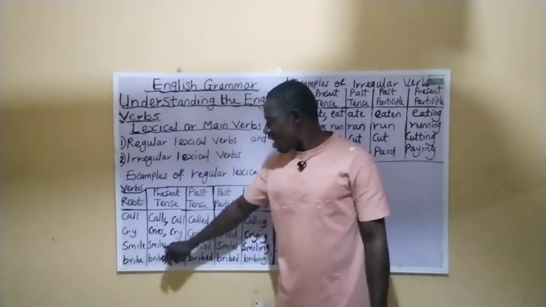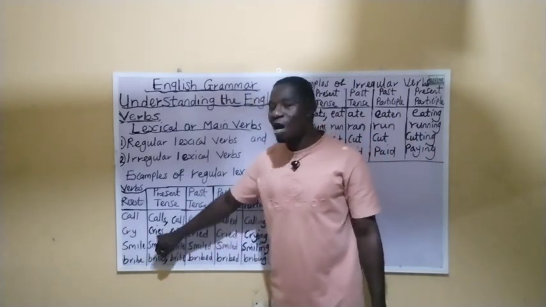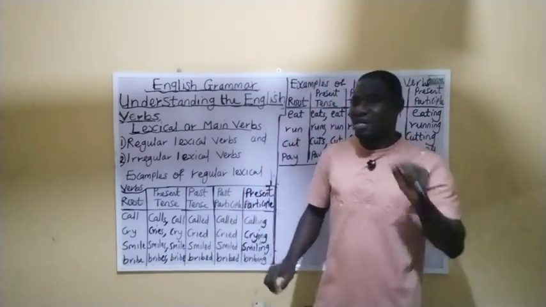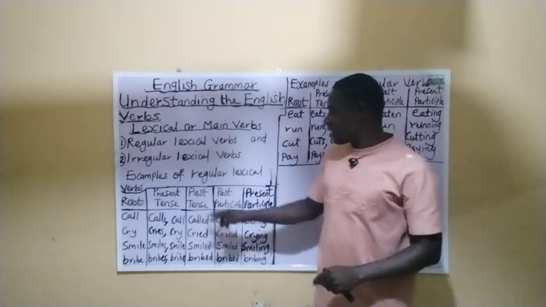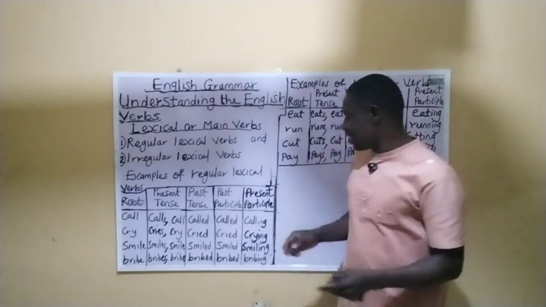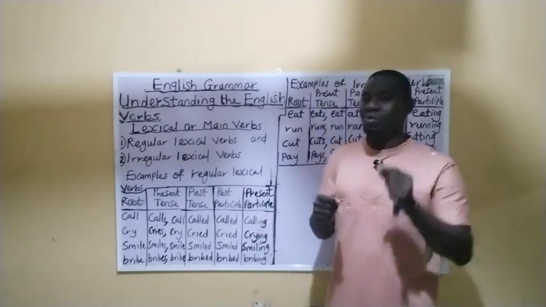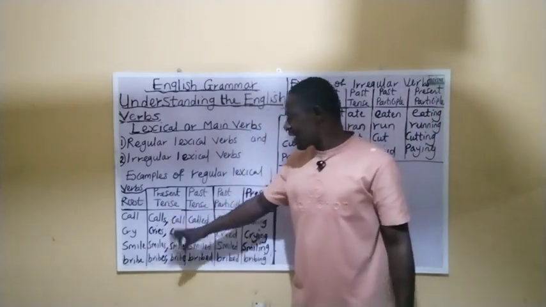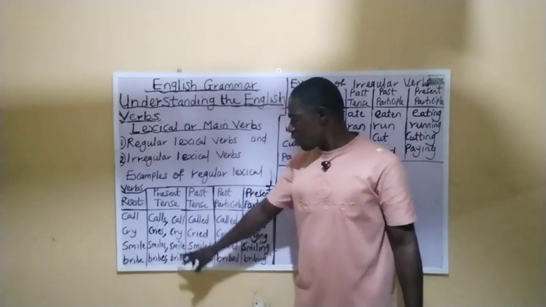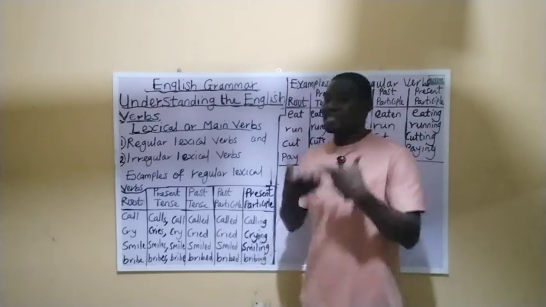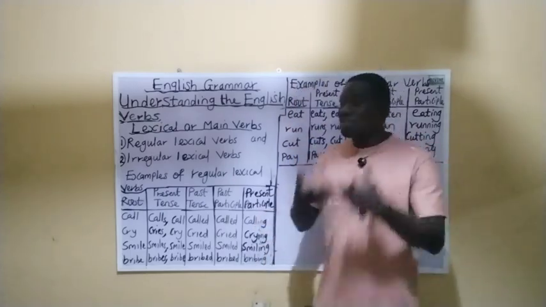For cry, we have cries or cry, singular present or plural present. Cries, singular present, cry, plural present. Then the past tense is cried. Then the past participle, cried. Then the present participle, crying. Smile, for present tense, we have smiles or smile, singular present and plural present. The past tense, smiled. The past participle, smiled.